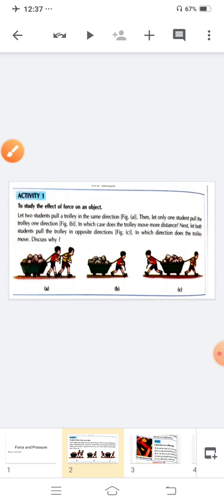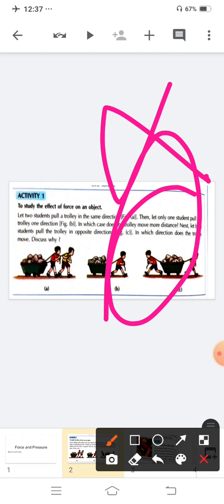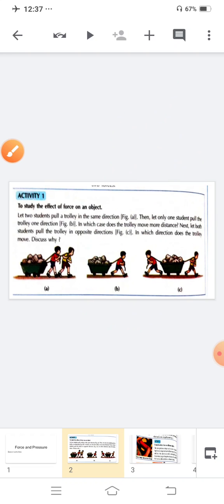Next, both students pull the trolley in opposite directions. In which direction will the trolley move? Discuss why. In this, the trolley will not move. Why? Because if he applies 5 Newton force and he applies 5 Newton force, the force is equal. The trolley will remain at the same position.